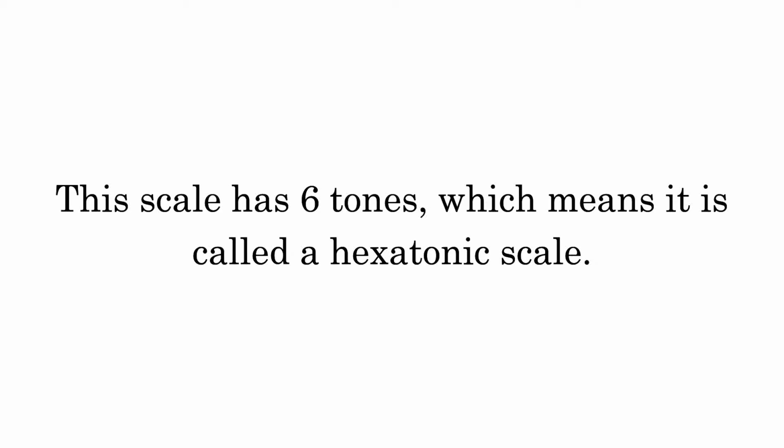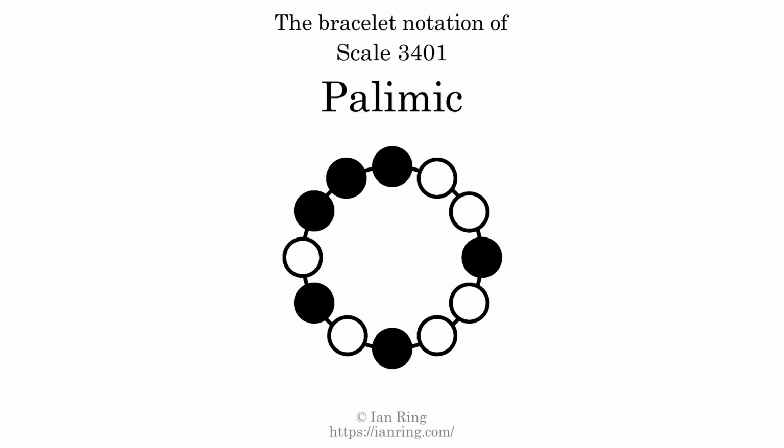This scale has 6 tones, which means it is called a hexatonic scale. This is a bracelet notation diagram of scale 3401. The shaded circles represent tones that appear in the scale, and they are read clockwise, starting at the top.